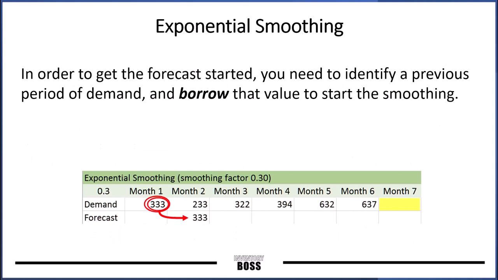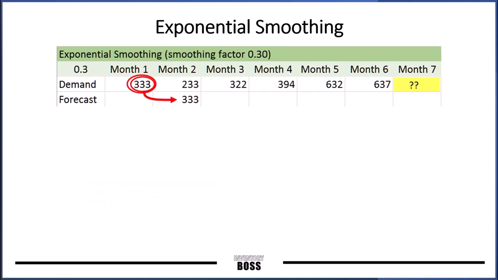So now that we have our smoothing factor of 0.3, we need to first identify a previous period of demand and borrow that value to start the smoothing. So for month number 1, we're going to take 333 units and use that as month number 2's forecast. Interesting, isn't it? So now we've got two variables. We've got the smoothing factor of 0.3 and we've got a forecast for month number 2 of 333.